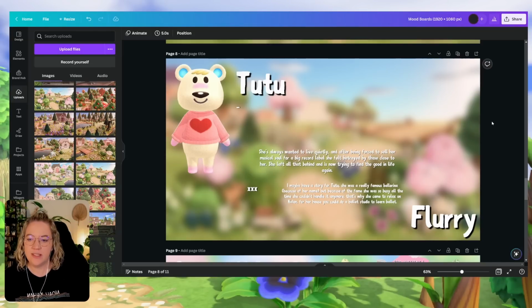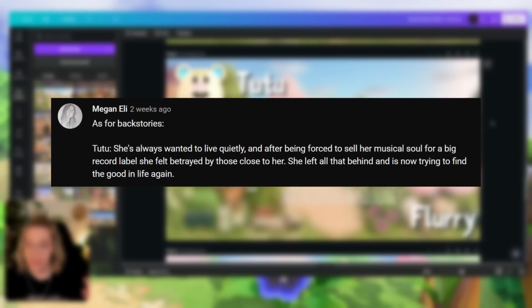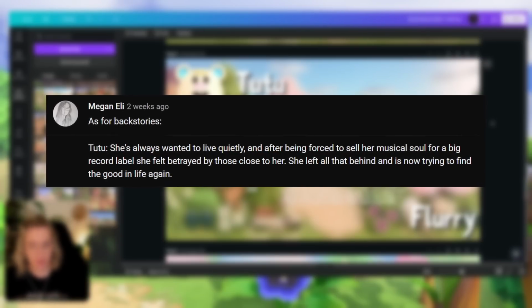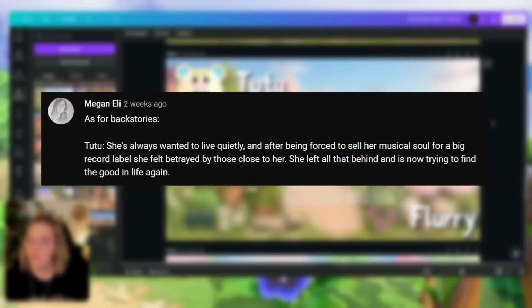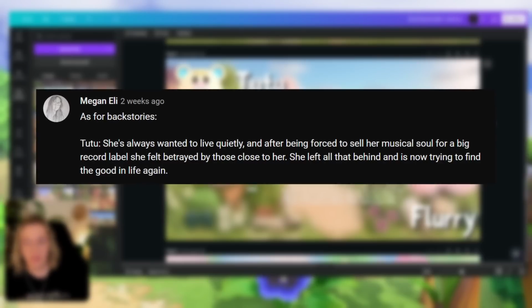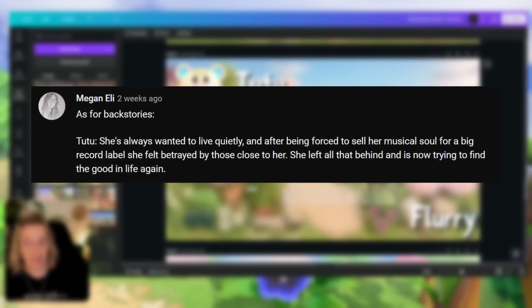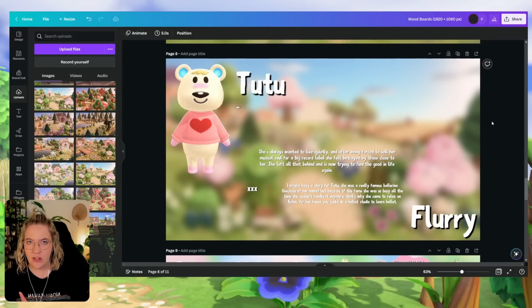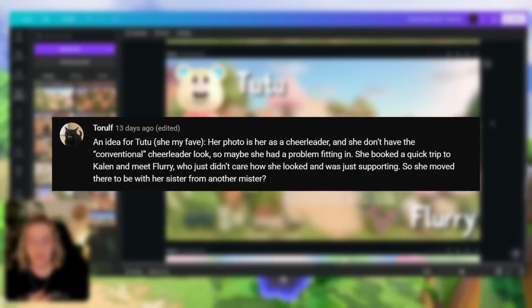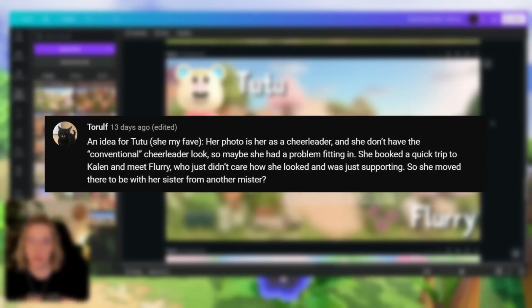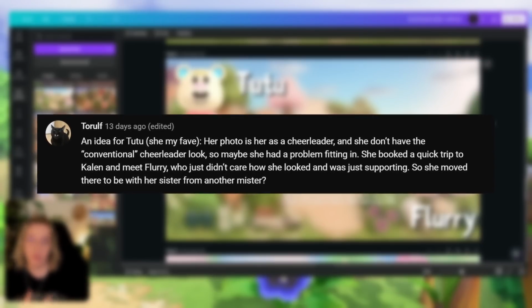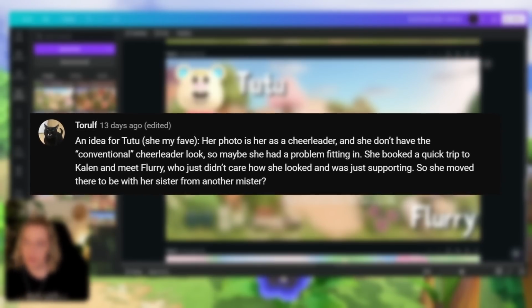One of them was she's always wanted to live quietly, and after being forced to sell her musical soul for a big record label, she felt betrayed by those close to her. She left all that behind and is now trying to find the good in life again. Something else, I forgot to copy paste it here because it was a very new comment, but someone also referenced her picture, which is in a cheerleader outfit. So maybe she was a cheerleader and she left that behind.